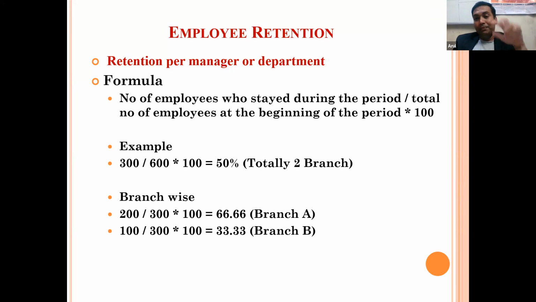Which means that we can easily measure retention per manager and retention per department. For example, which department has a very high retention rate, which department has a very high turnover rate, under whom the retention is very high, and under whom the turnover is very high. We can measure it also. I hope there is a logic behind this.